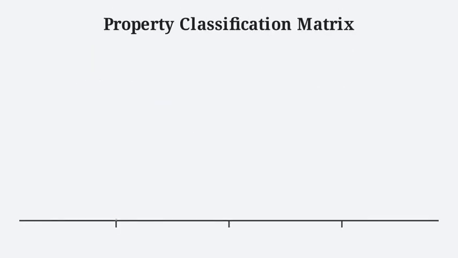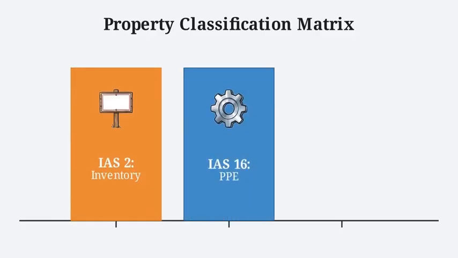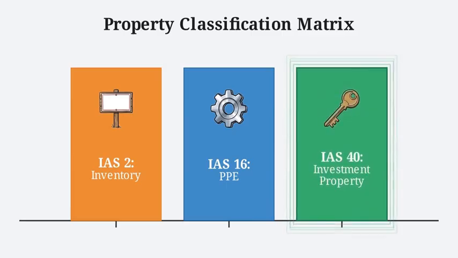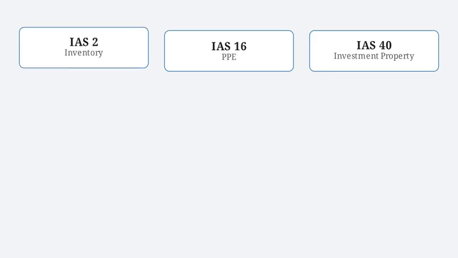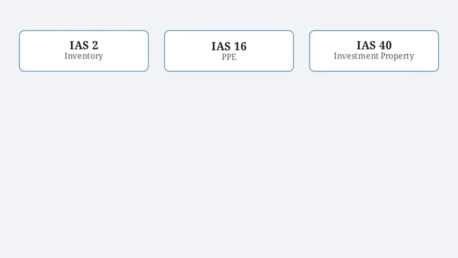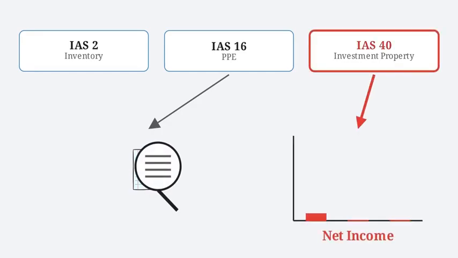If you build a property to sell it in the ordinary course of business, it belongs under IAS 2 as inventory. If you hold it for your own use, it goes to IAS 16. But if your goal is rent or capital appreciation, it lands right here under IAS 40. Where a property lands determines how you measure it over time. Placing an asset in the wrong column dictates whether a shift in property value is quietly noted in the footnotes, or if it directly impacts the net income you report to investors.